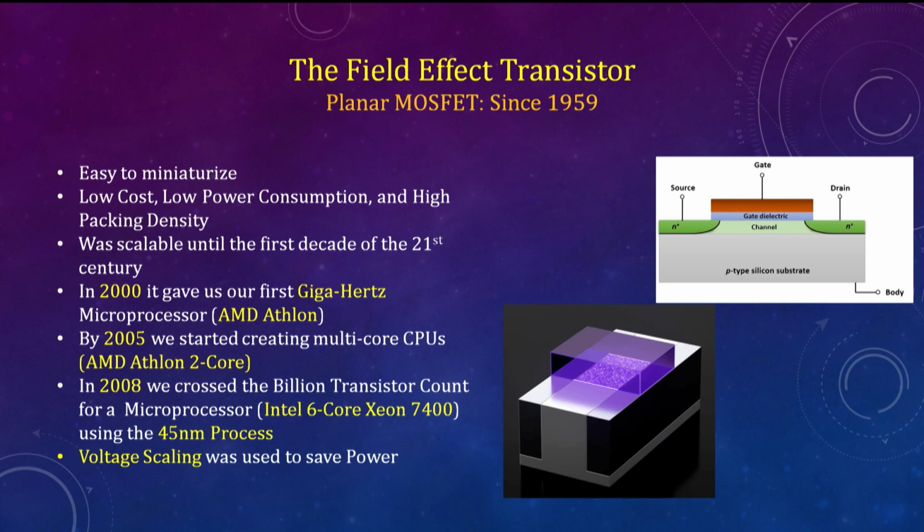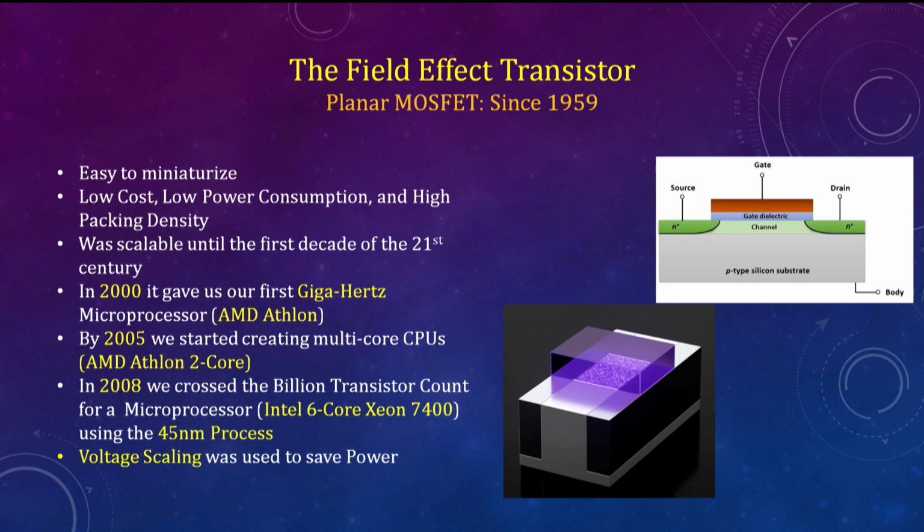But then somewhere around 2000, we got our first gigahertz processor. We all know that AMD's Athlon was one of the gigahertz processors. In 2005, we had multi-core CPUs. Some of you remember that. We started with a single core, just a single CPU. Then you had a 2-core, quad-core, hexa-core. Now you have 8-core, and you have multi-core processors these days.